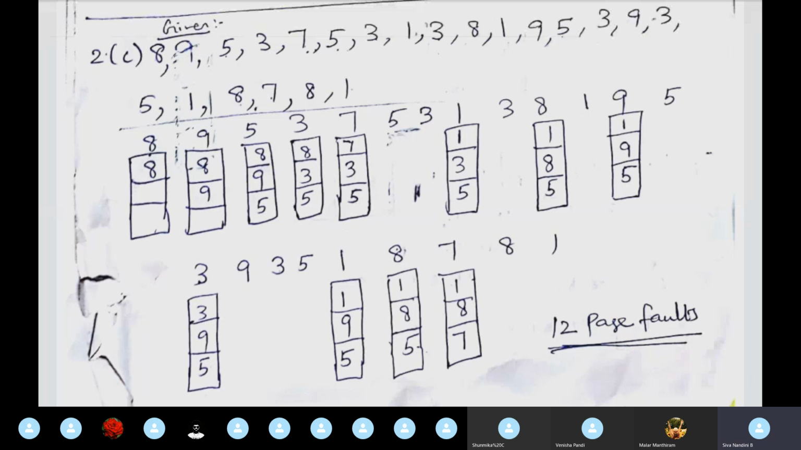And after this 5, we are having 3. It is not in the block. So no need to worry about it. And after this, we are having 9. It is also not in the block. So no need to worry about it. And after this 9, we are having 3. 3 also is not in the block. So no need to worry. Next, we are having 5. This 5 we have already seen. And next we are having 1.